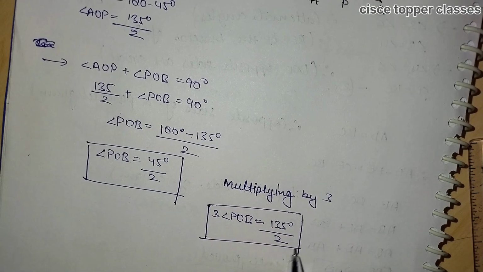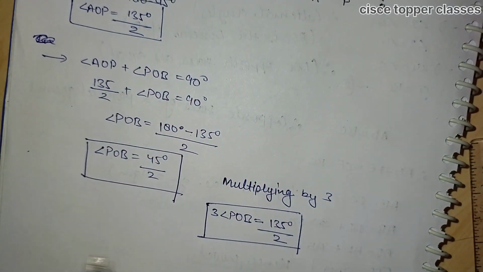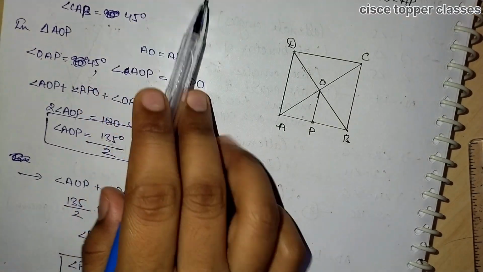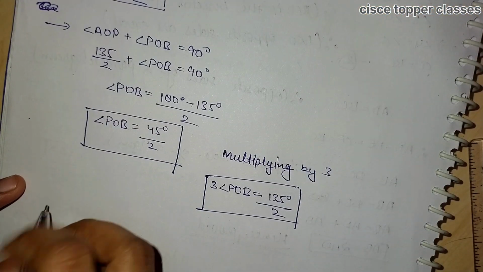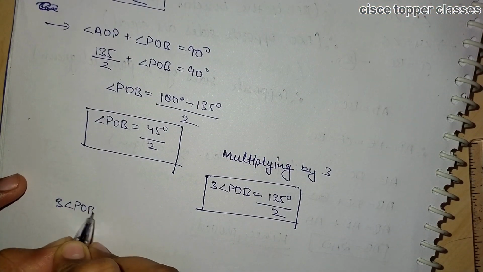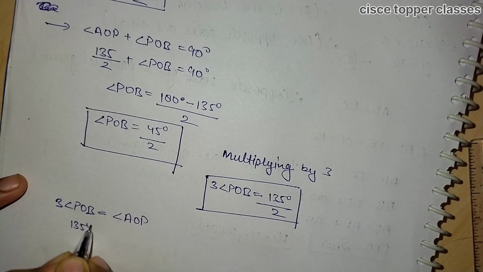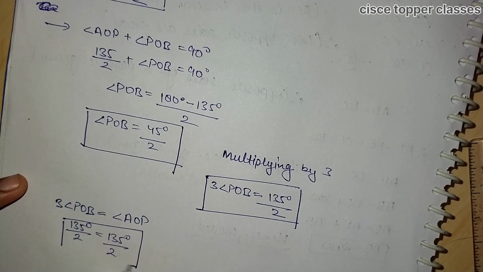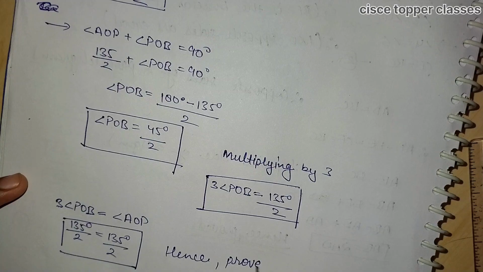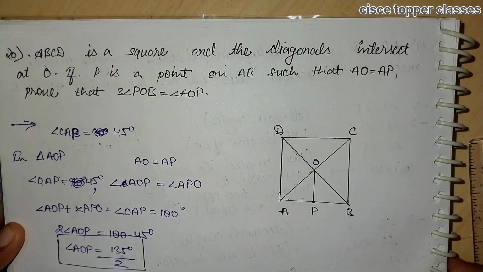We will compare this part with this AOP, and this is only what we have to prove here. So we can simply write that 3 POB is equal to angle AOP, because this 135 degree by 2 is equal to 135 degree by 2 here. Hence proved. This is the solution of this question 20.